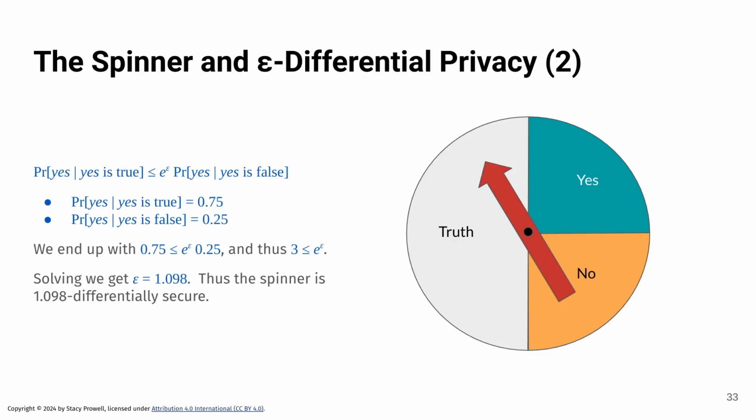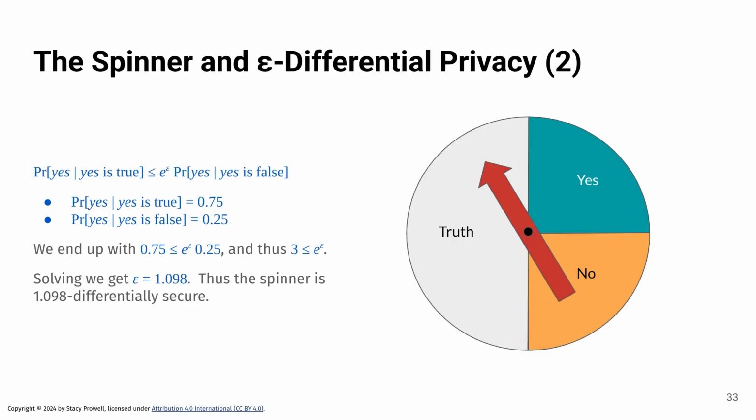So assume yes is true, right? That's what these little conditional probabilities tell us. Assume yes is true for the left-hand side. If yes is true and I spin that little spinner, I'm going to say yes when it lands on truth, and I'm going to say yes when it lands on yes, and I'm going to say no when it lands on no. So the probability then of me saying yes, given that yes is true, is 75%, because half of it is truth, a quarter of it is yes, the total of that is 75%. The probability that I say yes when yes is false, that only happens when I land on yes, which is 25% of the spinner, and so that probability is 25%.